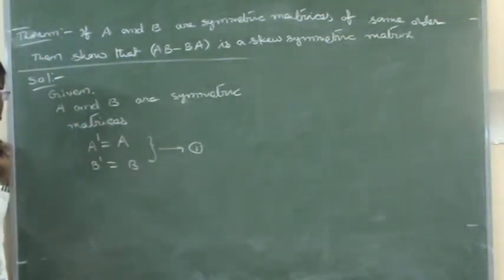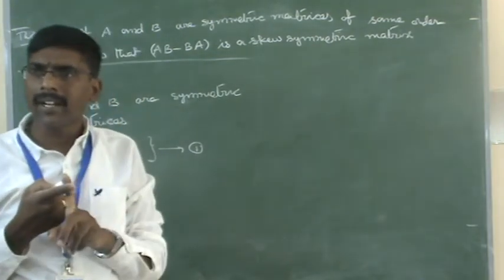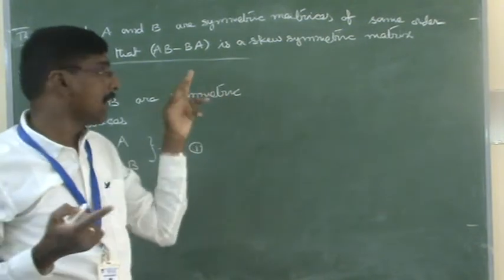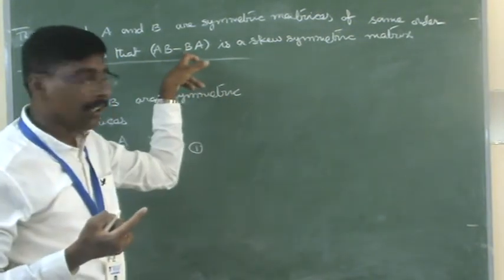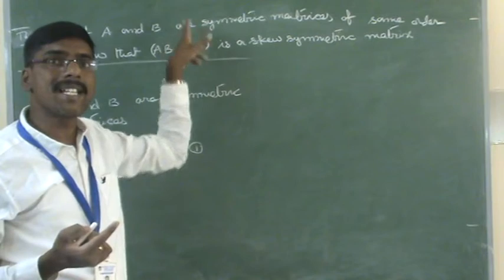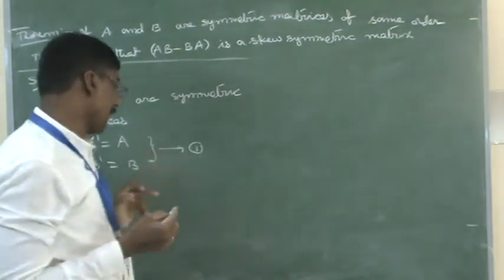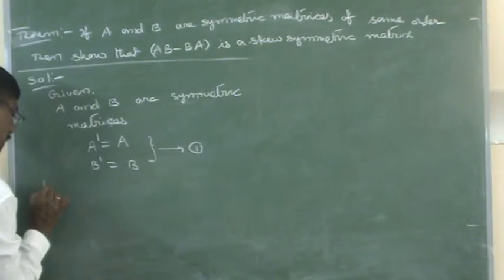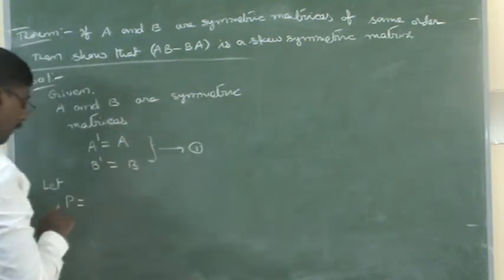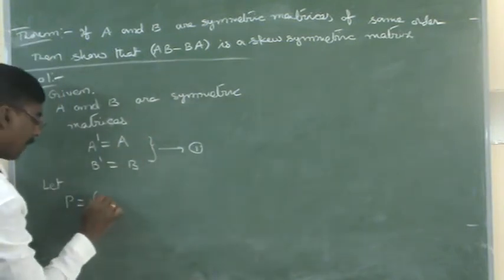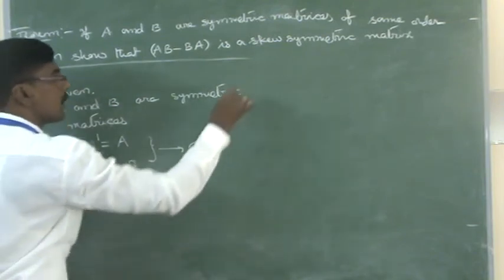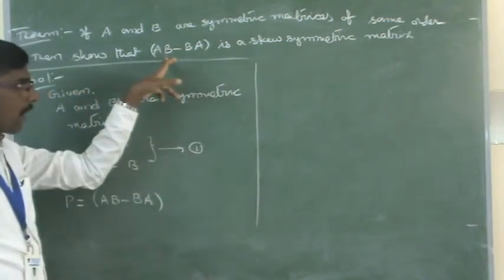What is the meaning of skew symmetric? Already we know the condition: a matrix whose transpose is equal to minus the matrix is called skew symmetric. Suppose we take this matrix as P. P transpose equal to minus P is called a skew symmetric matrix. Then let this total matrix be matrix P. Matrix P can be written as AB minus BA. Very clear information.